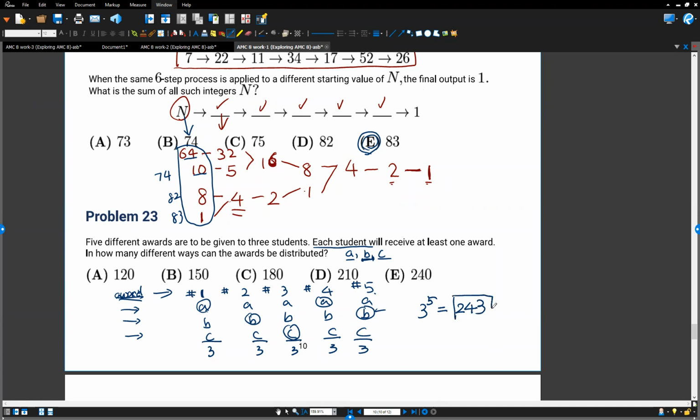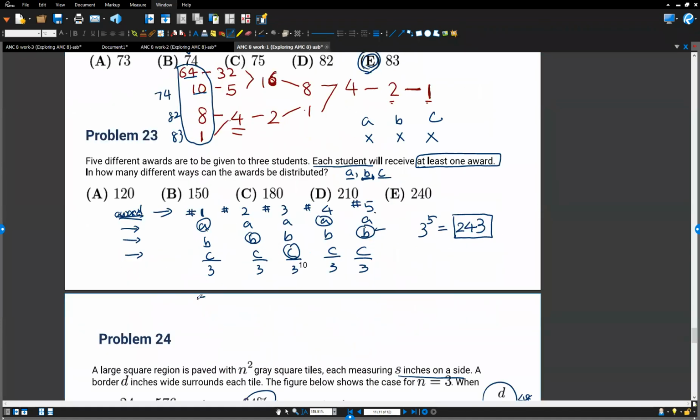There are 243 choices. But there is a constraint: each boy must receive at least 1 award. There's no blank. A is not blank, B is not blank, C is not blank. What happened over here? I'm going to try this one. Award 1, award 2, award 3, award 4, award 5.